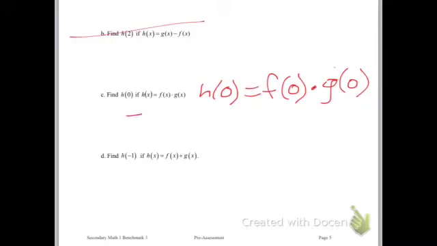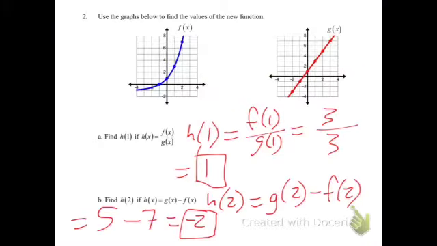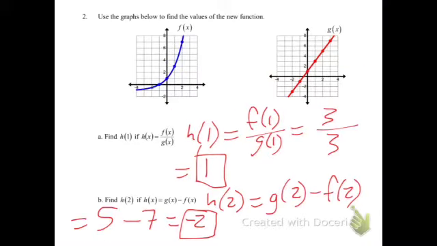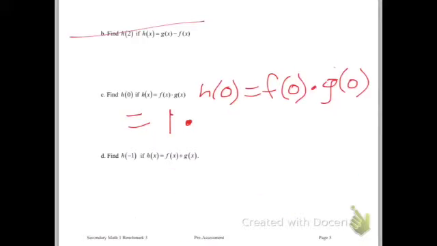I already did B. For C, I need to get h of 0, and h is f times g. So if I want to get h of 0, I need to get f of 0, and I need to times that by g of 0. In order to get f of 0, I need to go to my graph right here where x is 0, that's the y-axis. Well, f is 1 tall, so f of 0 is 1. I'm going to have to times by whatever g of 0 is. I go to g. At 0, it's 1 tall, so I'm going to get 1 times 1, which is just going to give me 1.